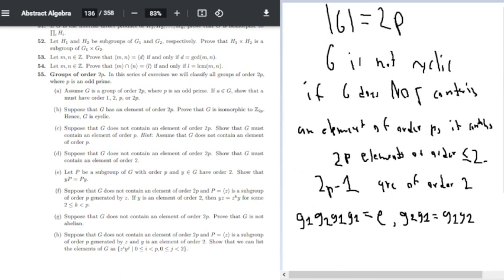Assume that G does not contain an element of order p. Let's think. So there are 2p elements of order less than or equal to 2. This means that 2p minus 1 elements are of order 2. I feel like there's something I'm centrally not getting here. So the order of G is 2 times a prime. G is not cyclic if G does not contain an element of order p. If G does not contain an element of order p, it contains 2p elements of order less than or equal to 2, and specifically 2p minus 1 are of order 2.